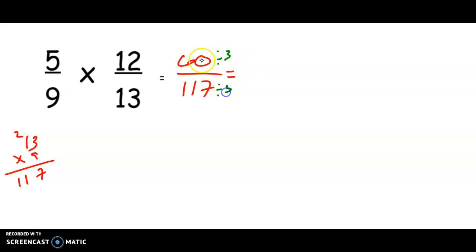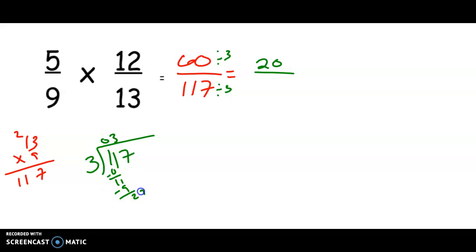All right? 60 divided by 3 is 20. And 117 divided by 3. Oh, this is a pain in the tush. 3 goes into 1 0 times. 3 goes into 11 3 times. 3 goes into 27 9 times. Okay. Oh my gosh, this is a pain in the tush. 39. 2. No, can't simplify anymore. 3. No. 4. No. 5. This is as far as you can go. Now, that was the long way.